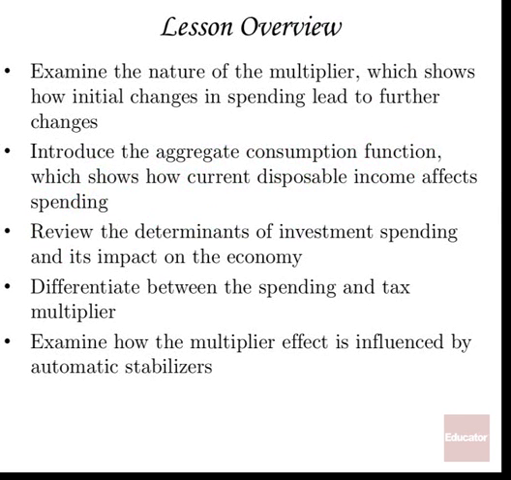All right, in today's lesson overview, we're going to examine the nature of the multiplier, which shows how initial changes in spending lead to further changes. The idea is that a dollar spent isn't going to total a dollar, but there's some kind of multiplier that takes place. We're going to examine the causes of that. We're going to introduce the aggregate consumption function, which shows how current disposable income affects spending.